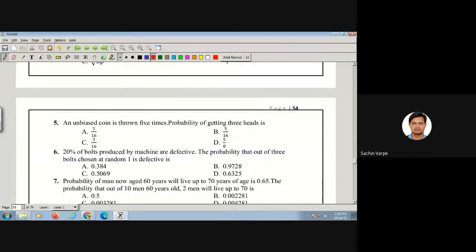An unbiased coin is thrown 5 times. The probability of getting 3 heads is: n is 5 and r is 3. So the binomial probability is nCr, p raised to r. For an unbiased coin, what is p? p is 1 by 2. So p raised to r, q raised to n minus r. So that is your answer. Calculate this, and that will be your answer.